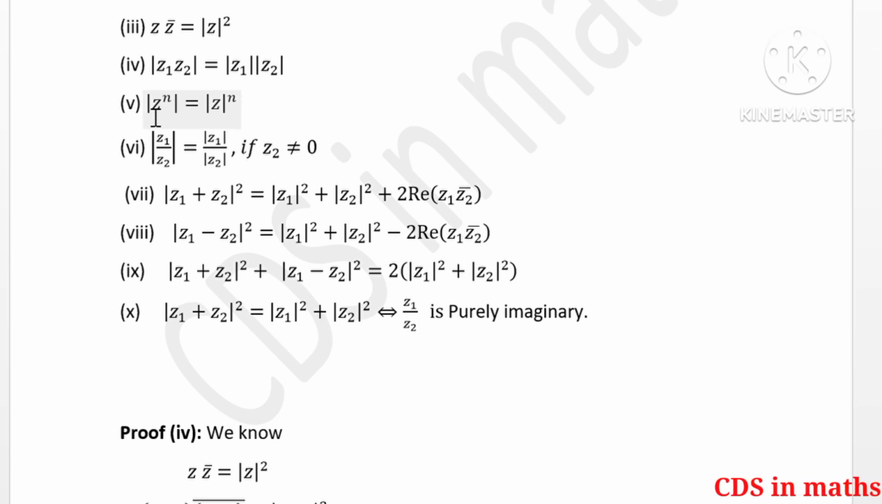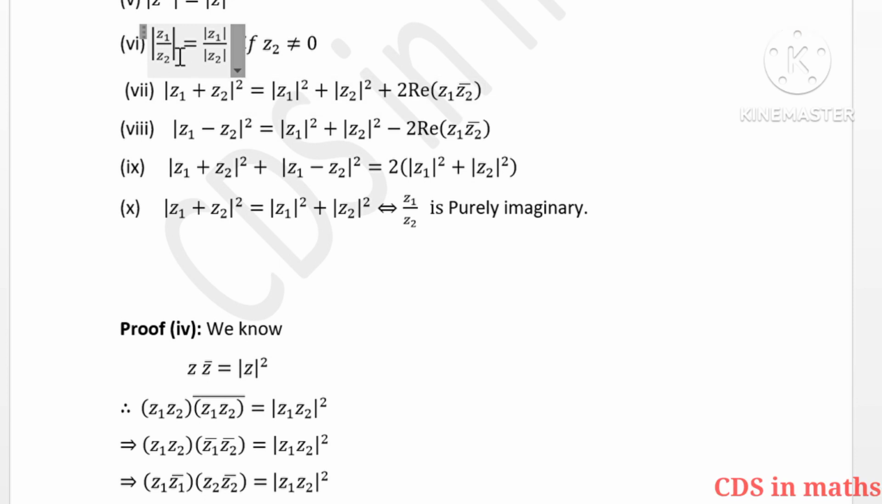So you have to understand that mod of z to the power n is equal to mod of z whole power n. That means power n from inside will go outside. Now the next property is mod of z1 by z2. If it is one complex number divided by another complex number and you are to take the whole mod, then you can use this property. You can take mod of the numerator complex number z1 by mod of z2, provided z2 should not be 0, because anything by 0 will be undefined.